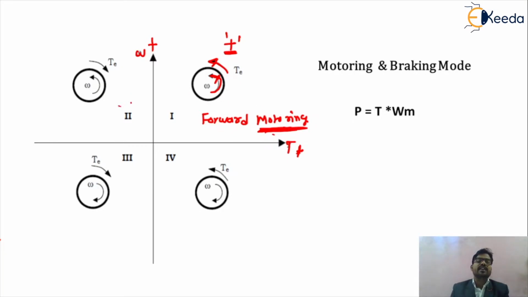Okay, second quadrant, friends: the torque is negative and the speed is positive, meaning the speed is again in the same direction. This is called forward, because the speed is in the forward direction. But the torque direction is reverse. We can see from that quadrant that the direction of torque is reverse. So the product, positive times negative, gives a resultant negative.